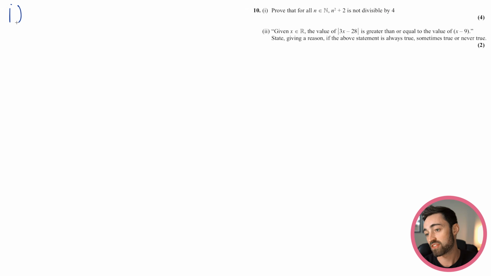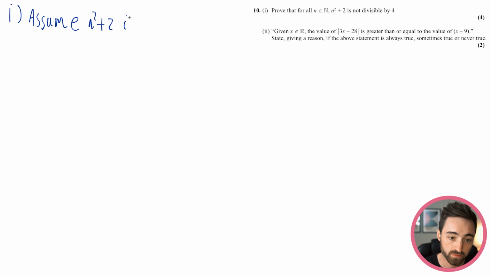The thing that I want to do is proof by contradiction, and the reason why is because it says n squared plus 2 is not divisible by 4. So it would be very easy to get the contradiction of that statement, wouldn't it? The contradiction of that statement would just be n squared plus 2 is divisible by 4. So why don't we assume that n squared plus 2 is divisible by 4?